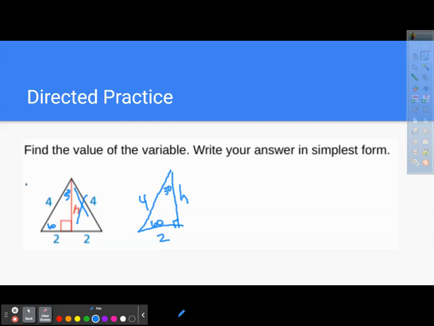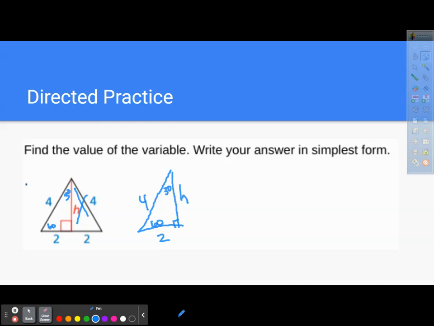So if I was you, I would redraw it without this part over here, because this part over here is just trying to confuse you. Draw it as one triangle. So you have a 4, an H, and a 2, and you're trying to find H. So this is a 30, 60, 90. You got to figure out what type of side H is.